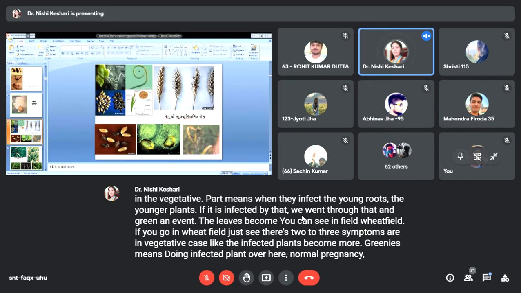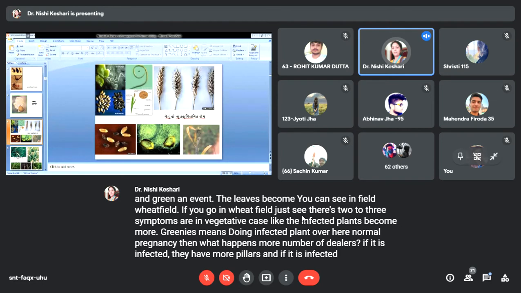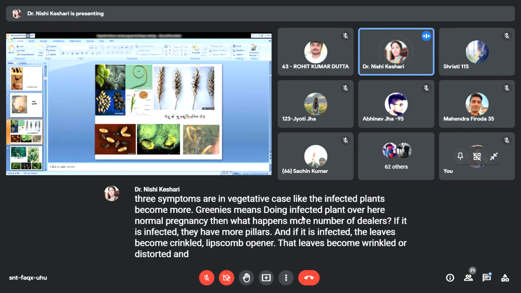Then what happens? More number of tillers. If it is infected, they have more tillers, and if it is infected, the leaves become crinkled. Leaves को बोलते हैं हिंदी में किकुड़ जाना. That leaves become crinkled or distorted, and it is not straight.